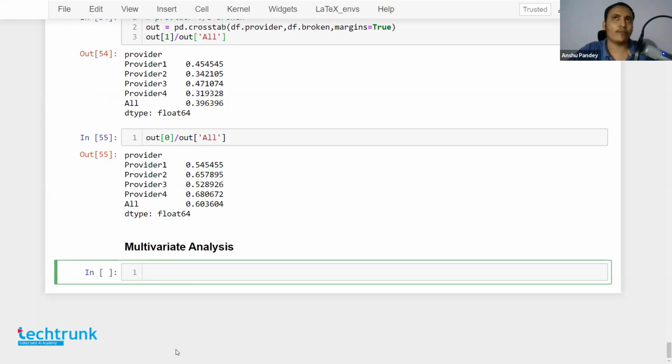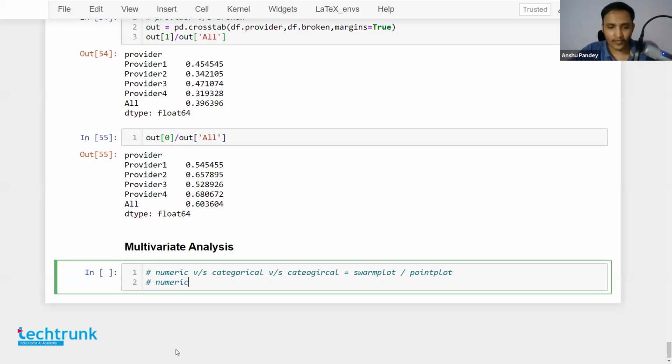So multivariate is where you compare multiple attributes together. For example, let's say you want to compare a numeric versus categorical versus categorical. In such a situation, we can make use of a swarm plot, or maybe we can also use a point plot as well.